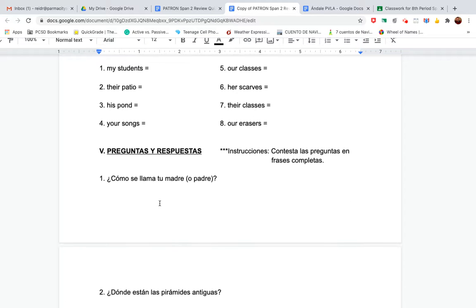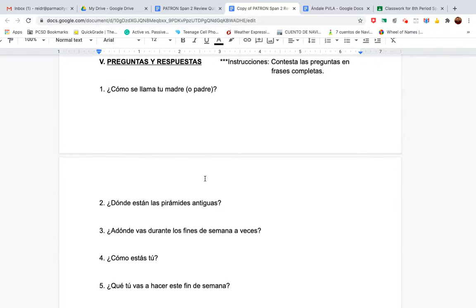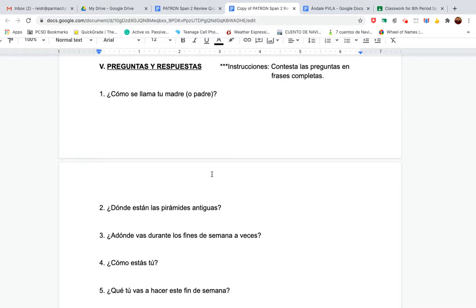Okay, now instrucciones. Instructions for the answers, questions and answers. Any one of these questions could be on the quiz or something similar. Any question that we've had in class so far could be on the quiz. So hopefully you're taking good notes, you're staying organized, and following along with what we're doing here. Contesta las preguntas en frases completas. Answer the questions in complete sentences.